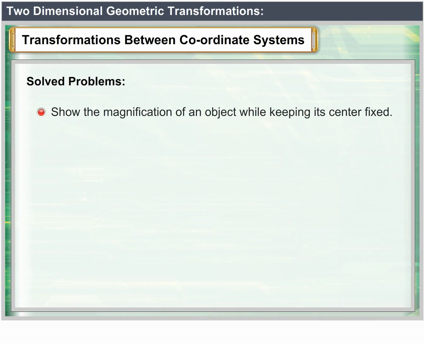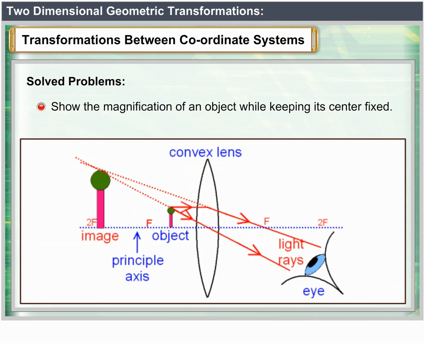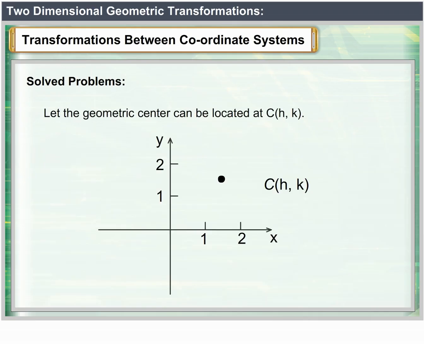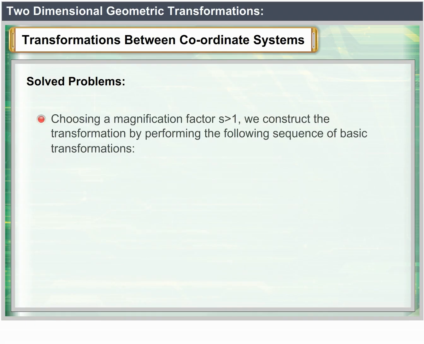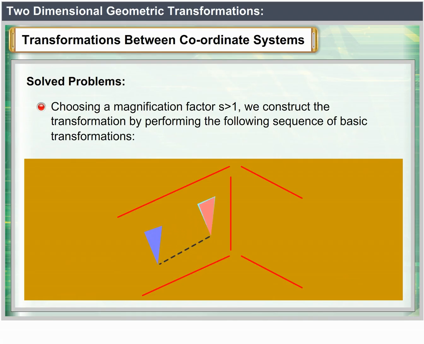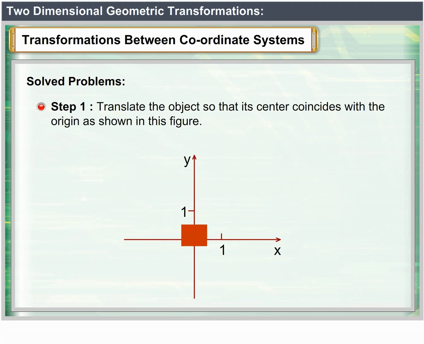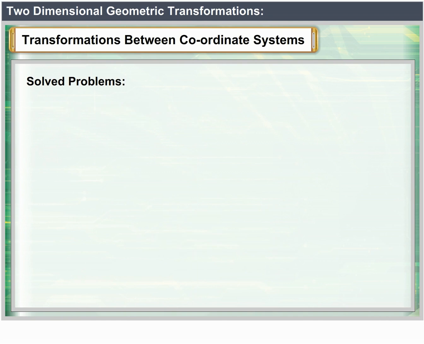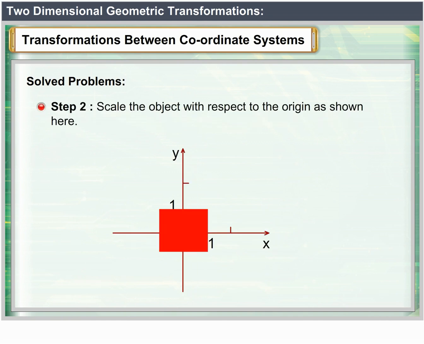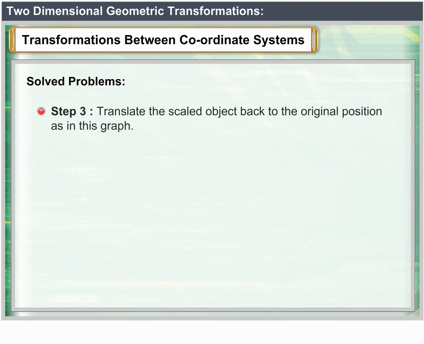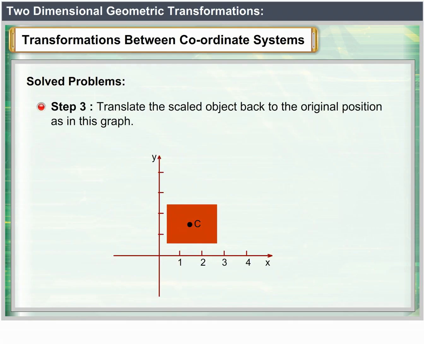Solved problems. Show the magnification of an object while keeping its center fixed. Let the geometric center be located at C, H, K. Choosing a magnification factor of S greater than 1, we construct the transformation by performing the following sequence of basic transformations. Step 1. Translate the object so that its center coincides with the origin as shown in the figure. Step 2. Scale the object with respect to the origin as shown here. Step 3. Translate the scaled object back to the original position as in this graph.